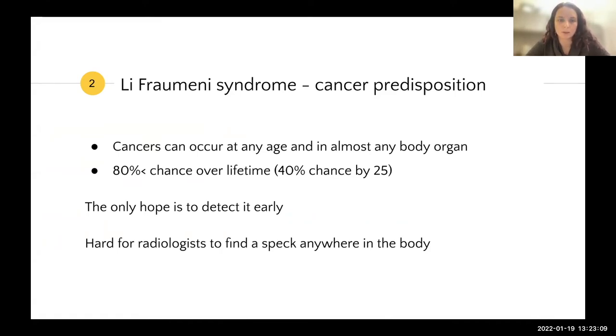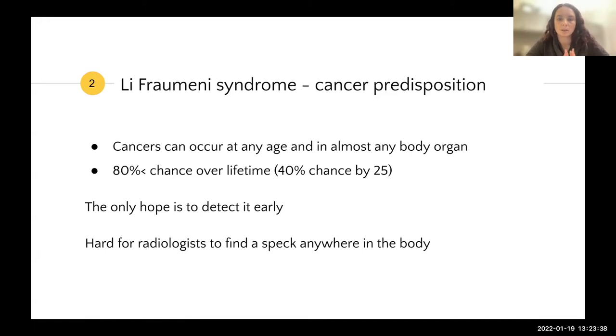There is a 40% chance of cancer appearing before the age of 25. Especially since it runs in families, there's a screening program for the kids to try to catch it early, because that's basically the best way for a positive outcome.